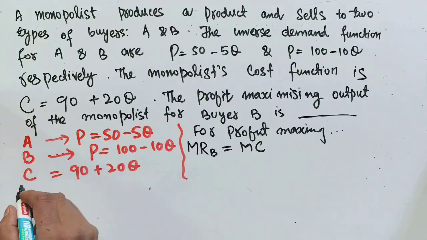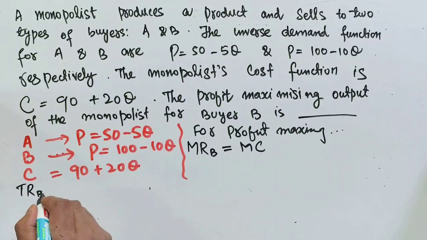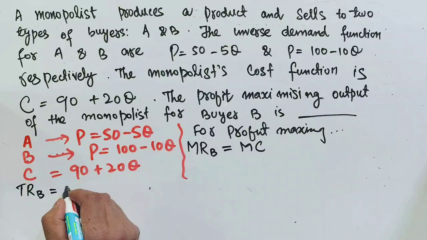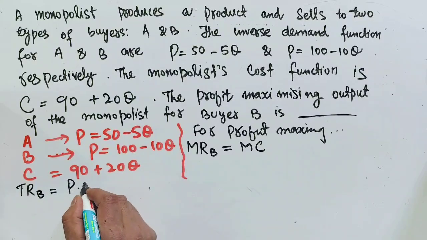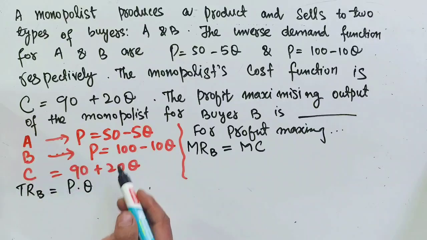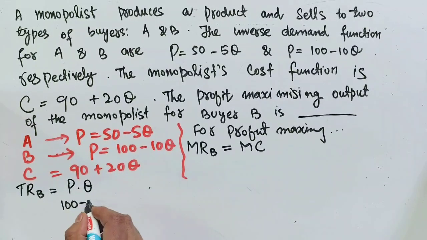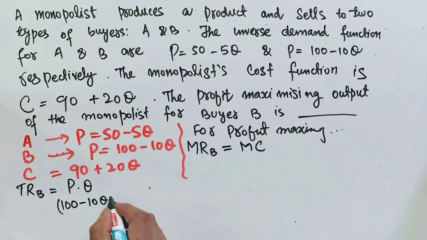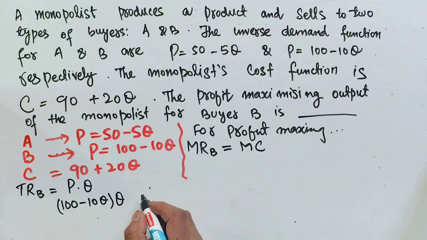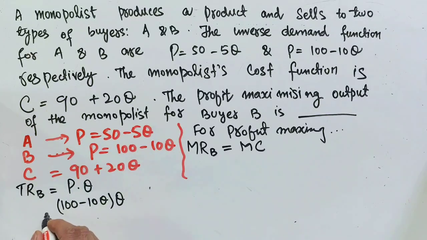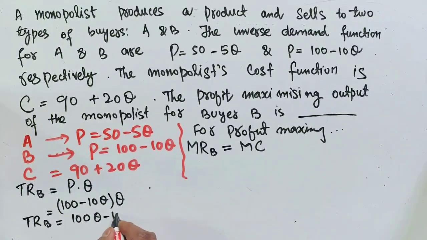Okay, first we need to find out the total revenue for buyer B. So total revenue will be P into Q. P is being given for buyer B: P is 100 minus 10Q, and we multiply this by Q. So total revenue for buyer B will be equal to 100Q minus 10Q square.